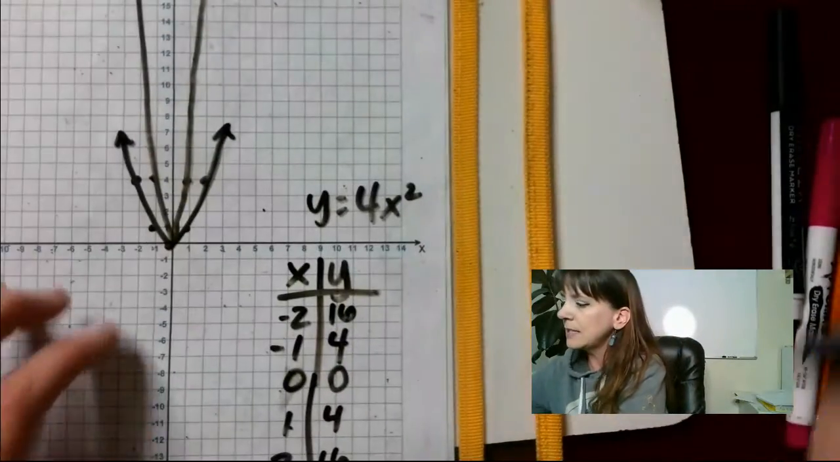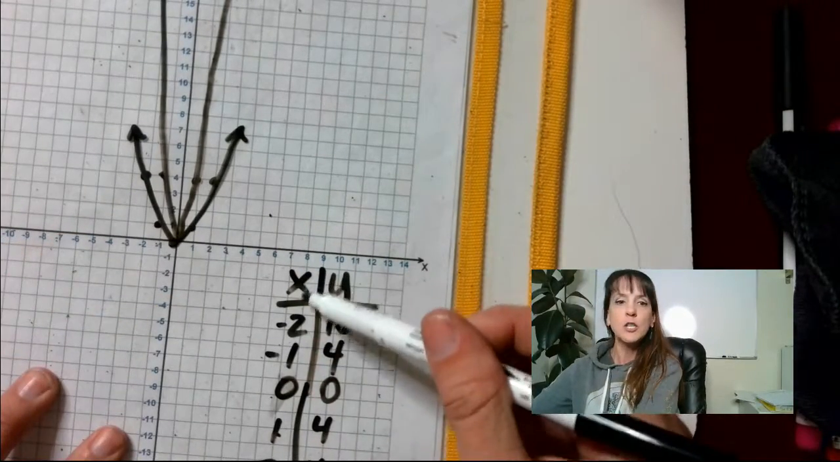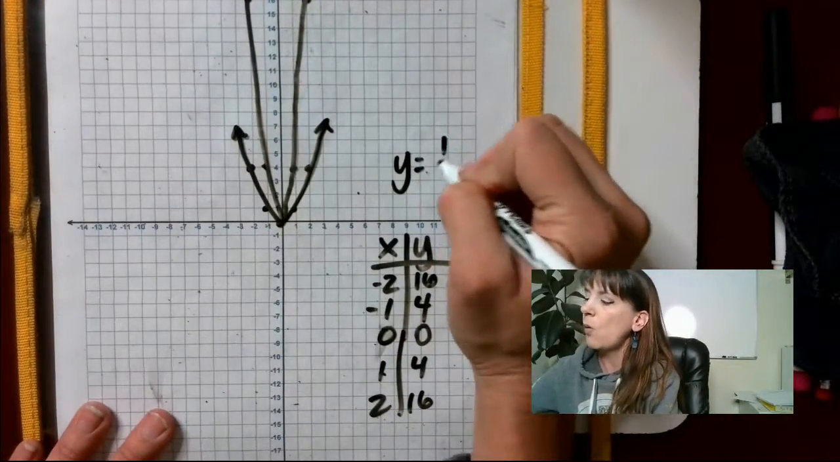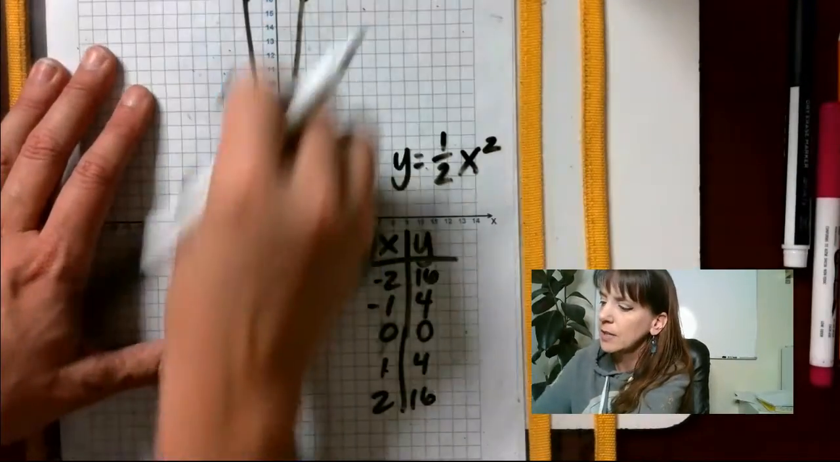So let's try practicing graphing. Actually, what I'd like you to do is use our same domain. Remember, domain just means x. And I want you to pause the video and graph y equals 1/2 x squared. Y equals 1/2 x squared.